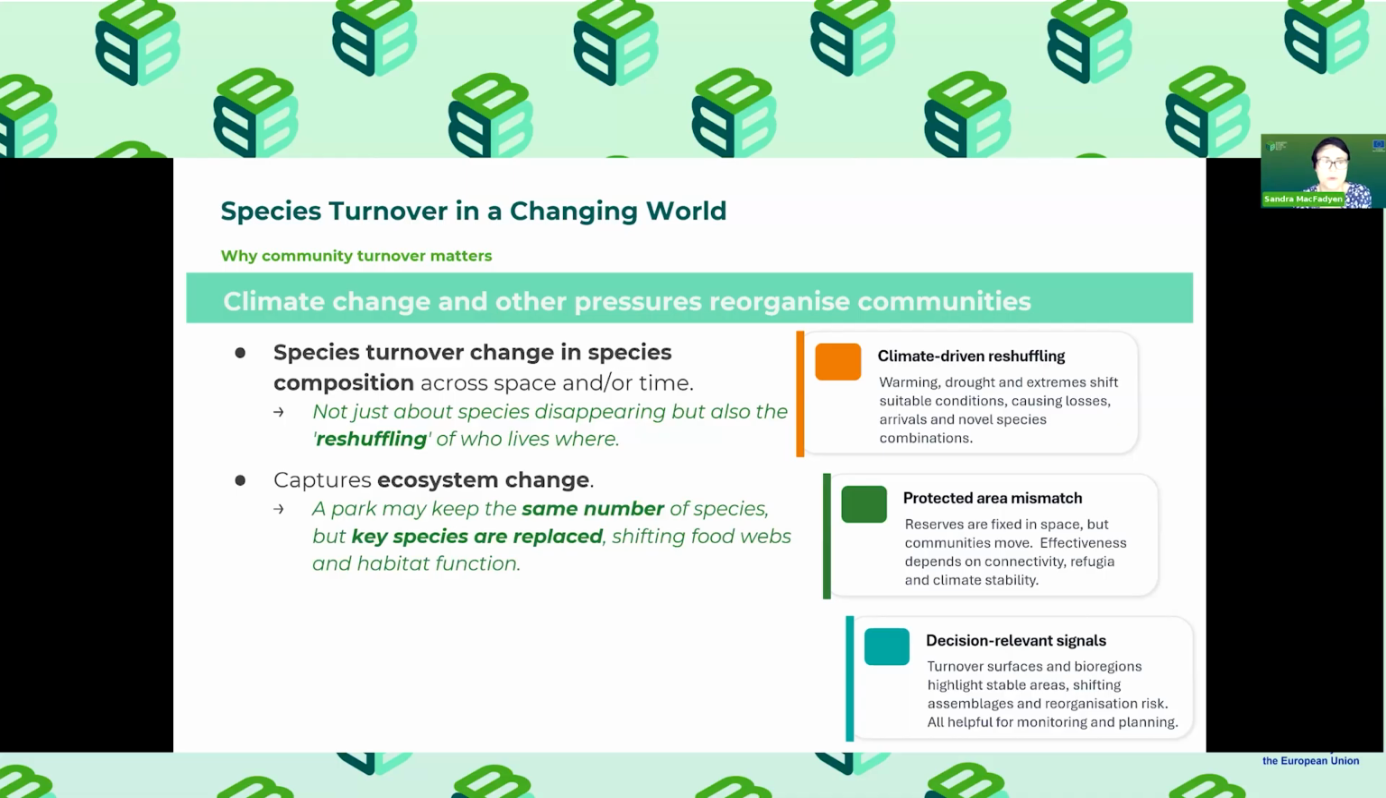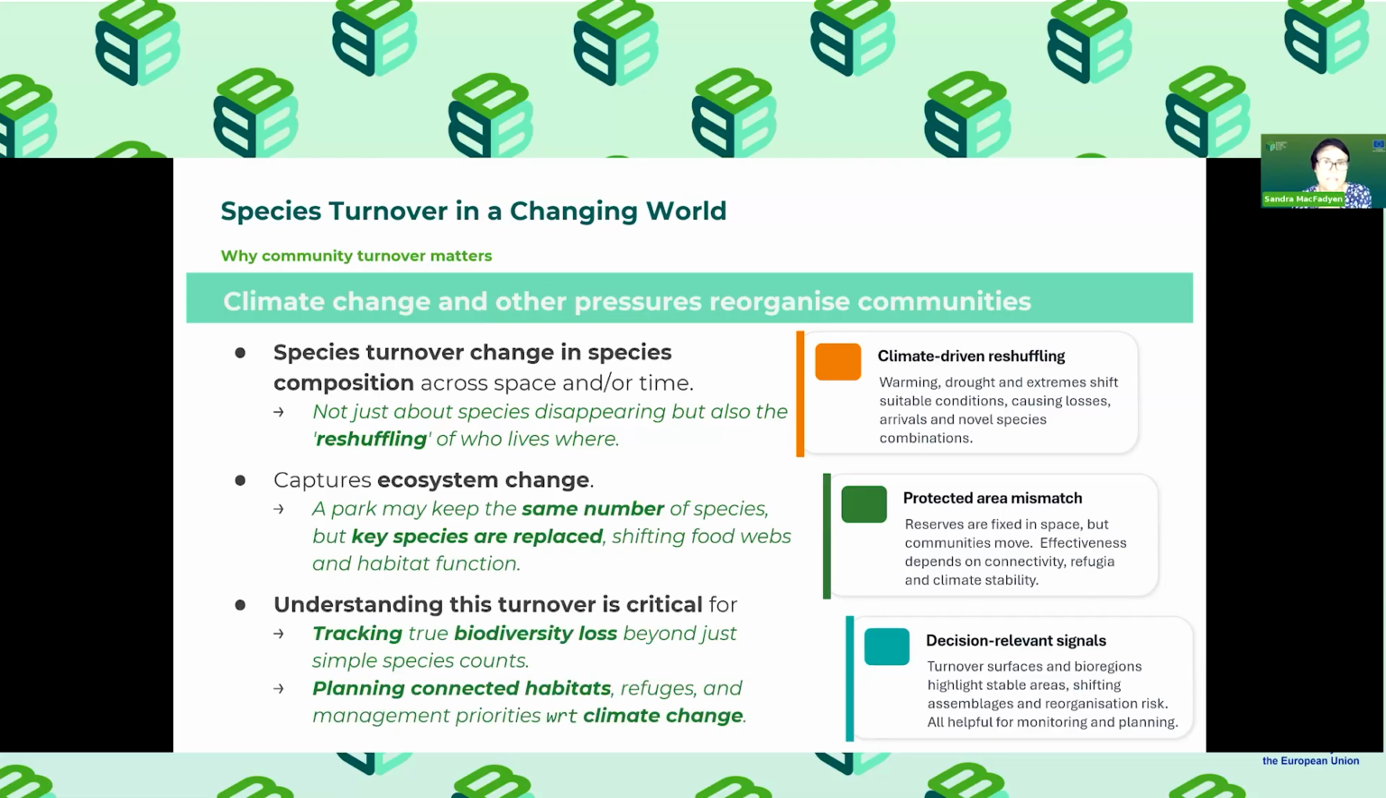For example, in Kruger where I'm working, if you look at one area, it could keep the same number of species, but the key species may be replaced by others. That leads to shifting food webs and habitat functions. As you can imagine, understanding this turnover is critical for tracking true biodiversity loss beyond just simple species counts.